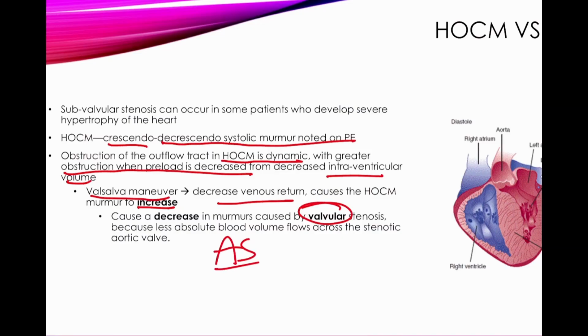So AS and HOCM sound the same normally. If you hear this aortic stenotic type murmur, go to Erb's, have the patient bear down, and you listen. Does that murmur get louder or softer? If it gets louder, it's HOCM. If it gets softer, it's aortic stenosis. Everyone good on that? When you have lower preload, that IVS is going to bow greater because there's less blood in the left ventricle. That IVS is going to go into the left ventricle more.